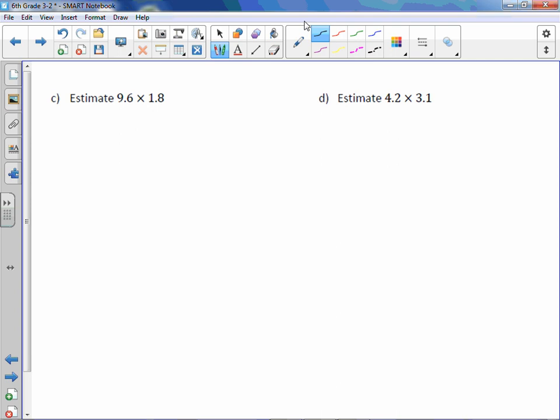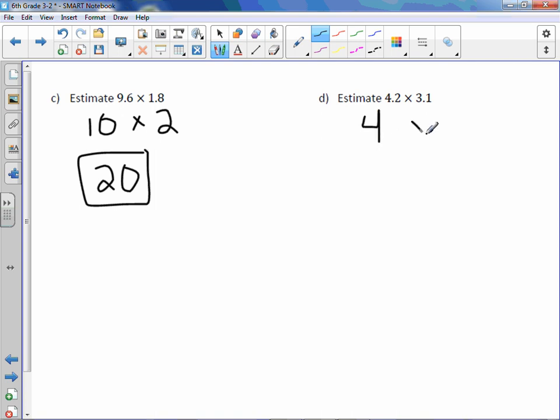Letter C, estimate 9.6 times 1.8. I would say 10 times 2, which is 20. Letter D, estimate 4.2 times 3.1. I would say 4 times 3, which is 12.